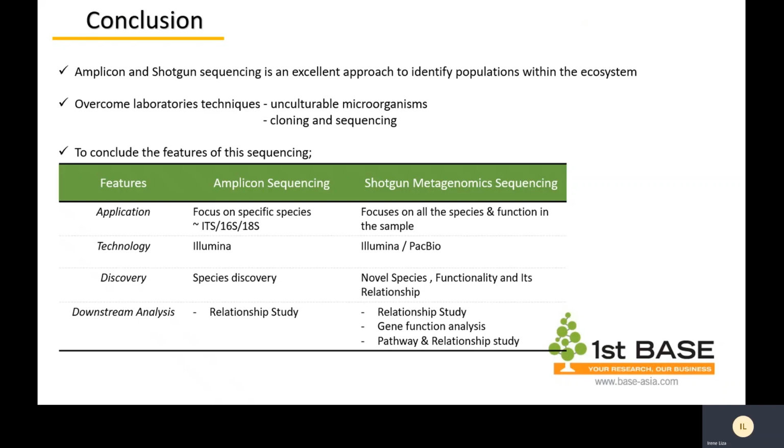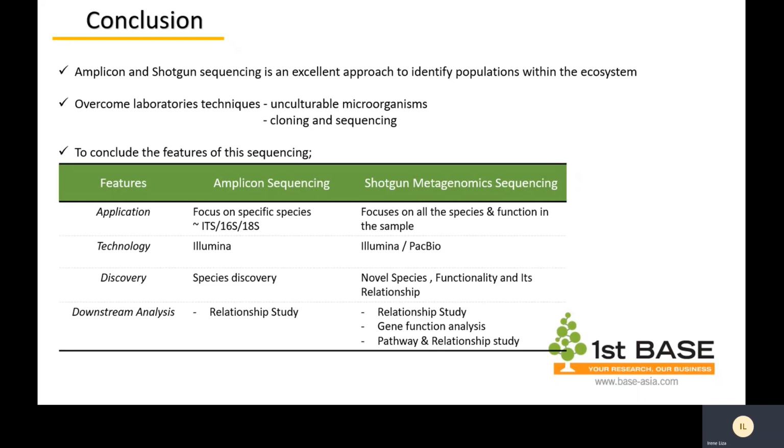This is the feature of the sequencing which I discussed earlier, and the applications for amplicon and shotgun metagenomics. Amplicon is very species specific, but shotgun tends to focus on all the species and functions in a sample. For amplicon sequencing, the technology will be Illumina, while shotgun will be Illumina and PacBio. You can choose either one. What can you discover with amplicon? You can discover species, but with shotgun, you can find novel species, functionality and relationships.